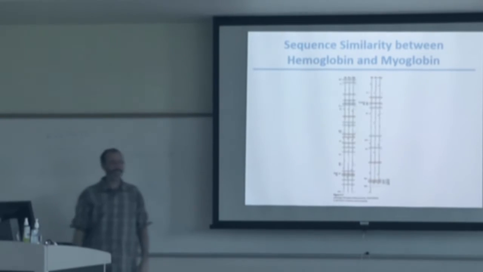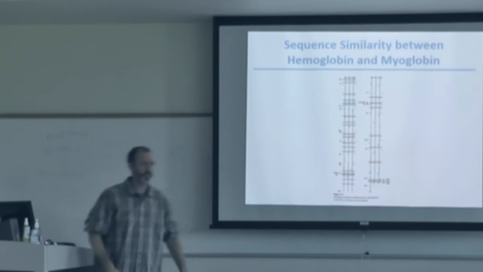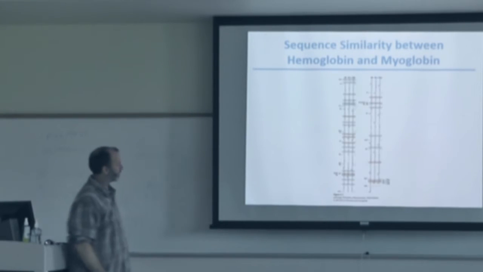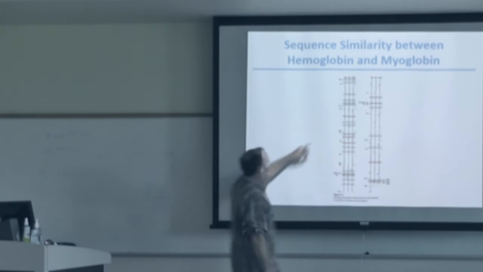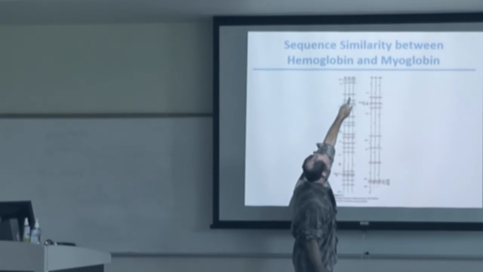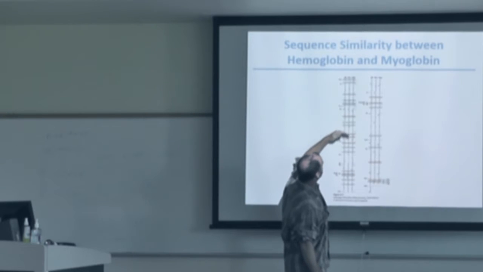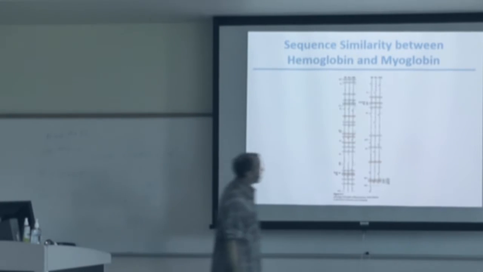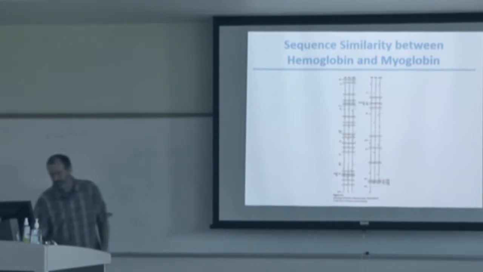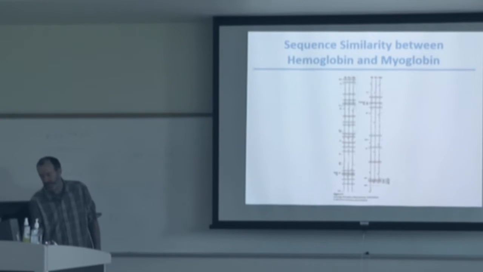And they're also similar in sequence. This would be some bioinformatics where we're comparing the sequence of myoglobin versus hemoglobin alpha and hemoglobin beta, and all the same amino acids are highlighted where all three share the same residue.